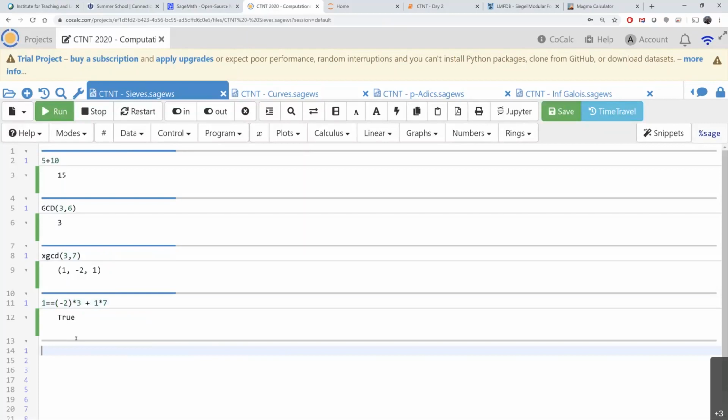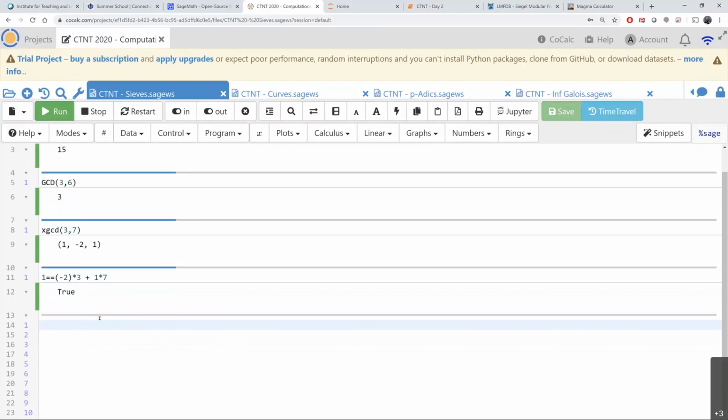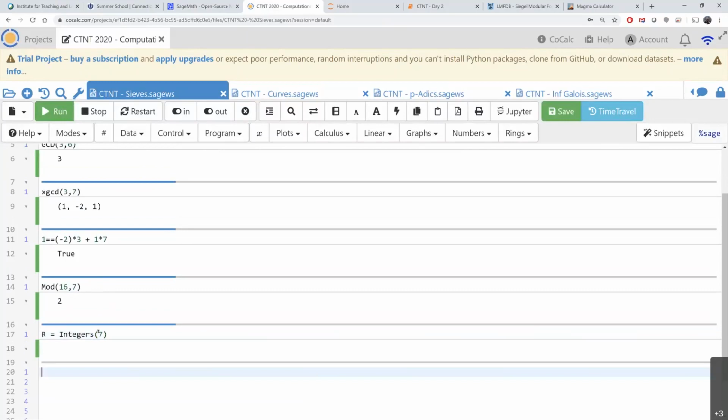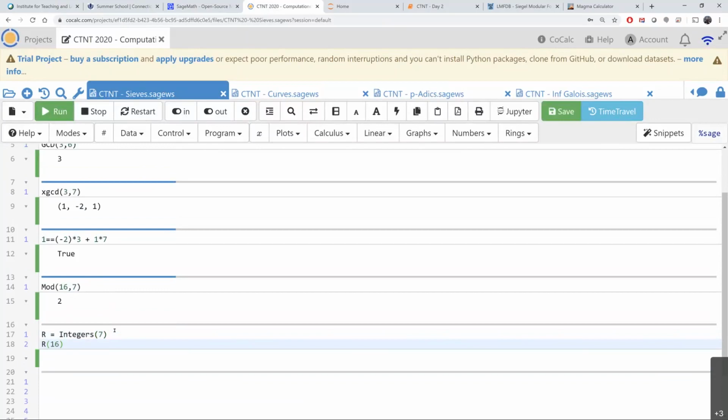All right, so we can do modular arithmetic. If I want to know how much is 16 modulo 7, I can do it like that. But I can also be a little bit more sophisticated and call the integers mod 7, and then do arithmetic with the integers mod 7. So if I wanted to know how much is 16 mod 7, I can say, within R, what's the class of 16? The class is 2.